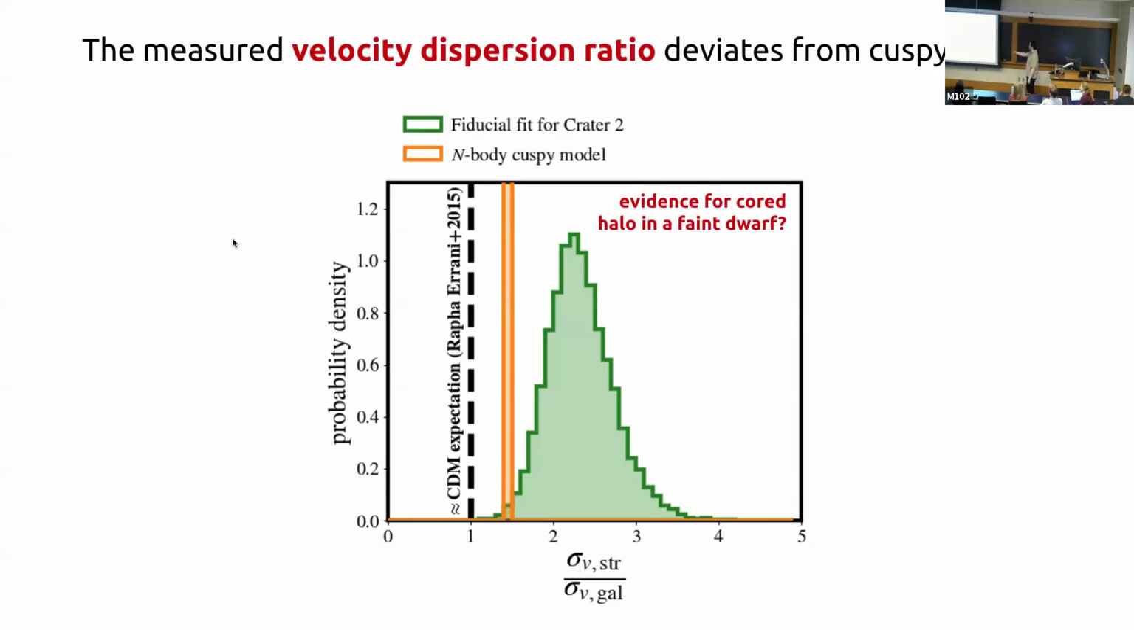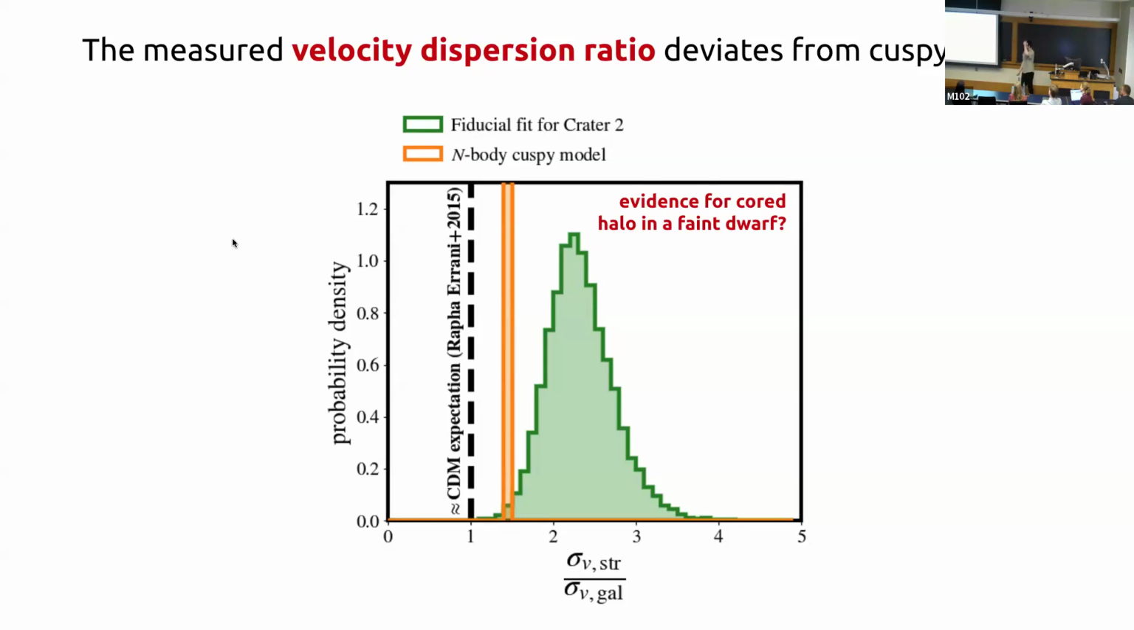So this is why we also have the orange line right here, which is an N-body model that we ran with the specific orbit of Crater 2 and including all of these effects. Not only assuming that the gravitational potential model for the Milky Way is axisymmetric with a disk, but also including the LMC. And what we get is a value closer to 1.4. We still don't have the N-body model for the cored halo.